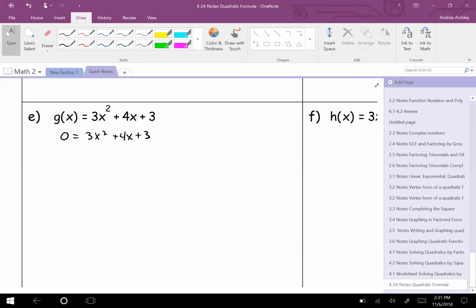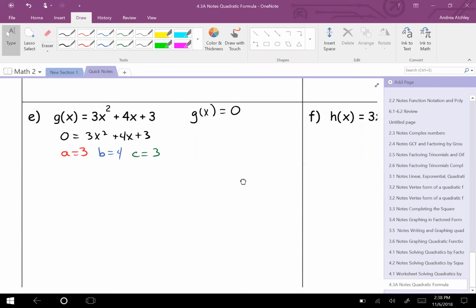E, we're going to do E in your pairs. Make sure you can do this. Okay, so again, we're looking for the x-intercepts when we solve a quadratic. So you're going to replace g of x with 0 and then solve it. So I want you guys all to solve that right now. A would be 3. B would be 4. C would be 3.